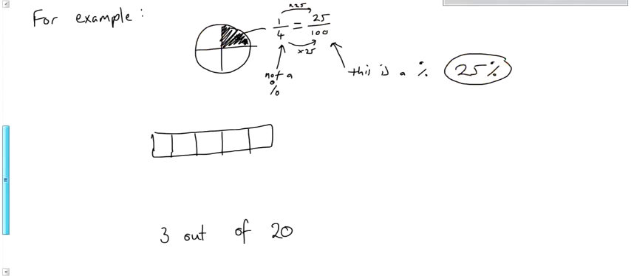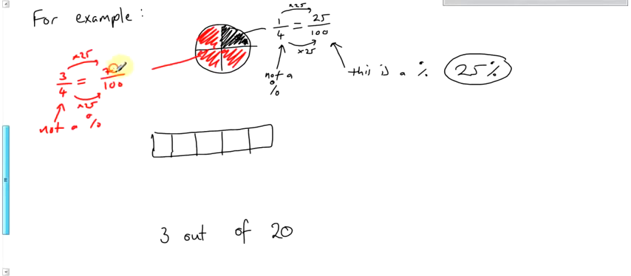So let's just look at the other bit. So if we shaded the other bit here, we can see that that is 3/4, and that's not a percentage. But we can turn that into a fraction out of 100 by timesing it by 25 for the same reason as before. And you can see that this one is going to be 75 out of 100. So this is a percentage here, and it's 75%.